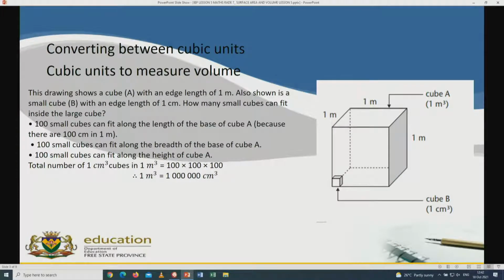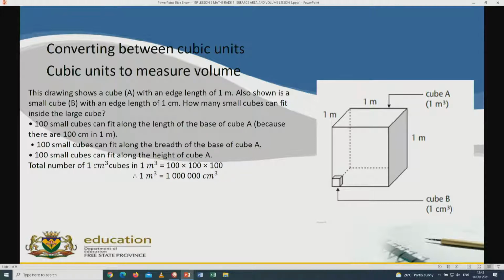The question here is, how many small cubes can fit inside the large cube? It means how many small cubes, that is cube B's, can I put inside cube A so that they fill up the whole space, meaning they take up the whole volume. I think you can agree with me there. If you look at the first bullet, 100 small cubes can fit along the length of the base of cube A, because there are 100 centimeters in 1 meter.